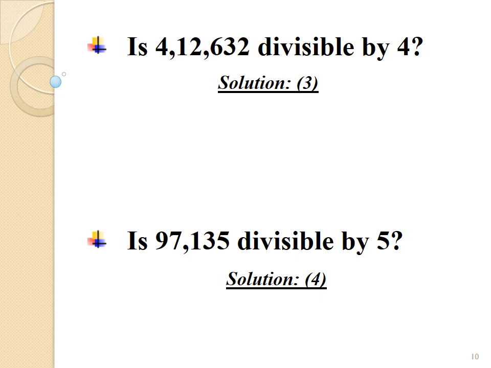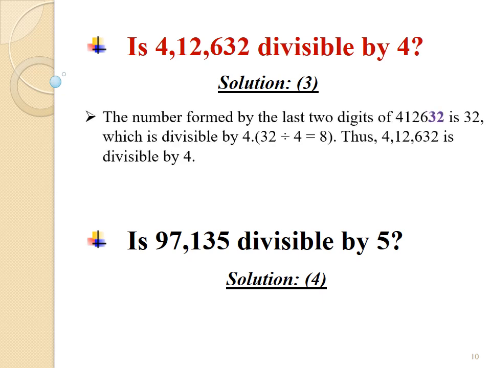Now, sum number 3 is: is 4,12,632 divisible by 4? The number formed by the last two digits of 4,12,632 is 32, which is divisible by 4. So, 4,12,632 is divisible by 4.